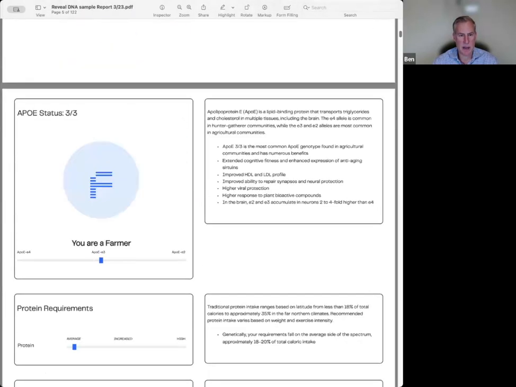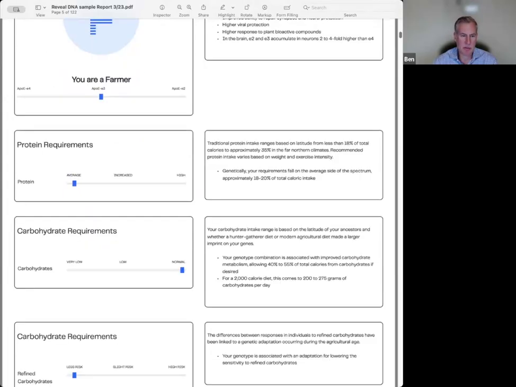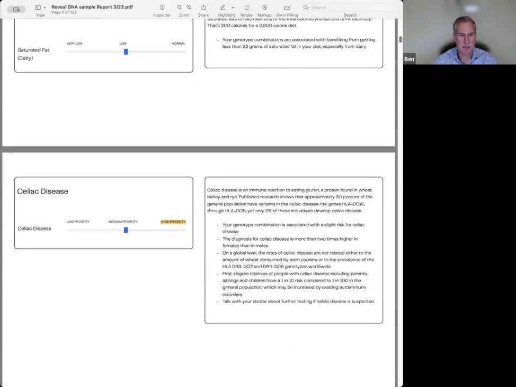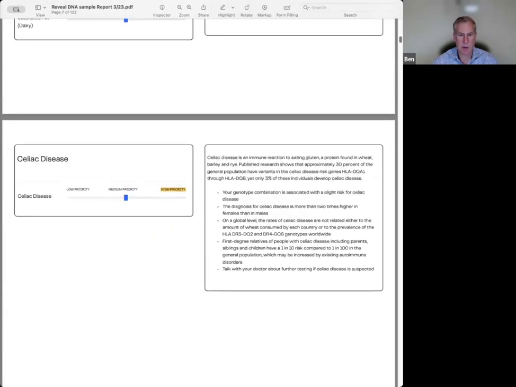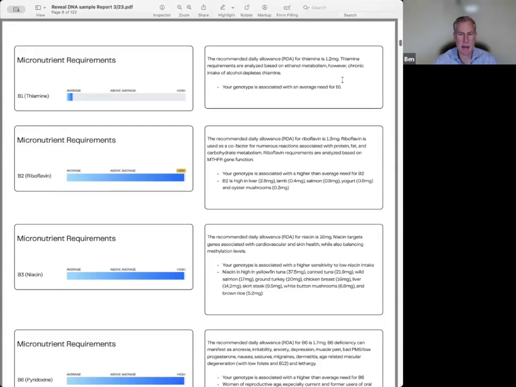This is the test you'll be getting of any patient or yourself if you ever do one of these tests. And this is our sample report. I'm going to show you how to utilize this in an effective manner. So once we get through our macronutrient requirements, protein, carbohydrates, fats, we look at celiac. Then we're going to move into the micronutrient and mineral requirements.